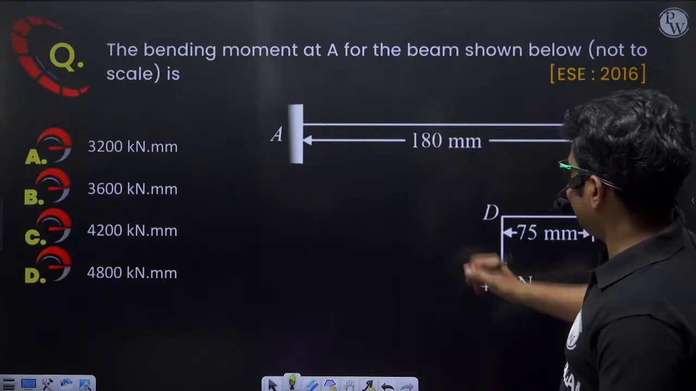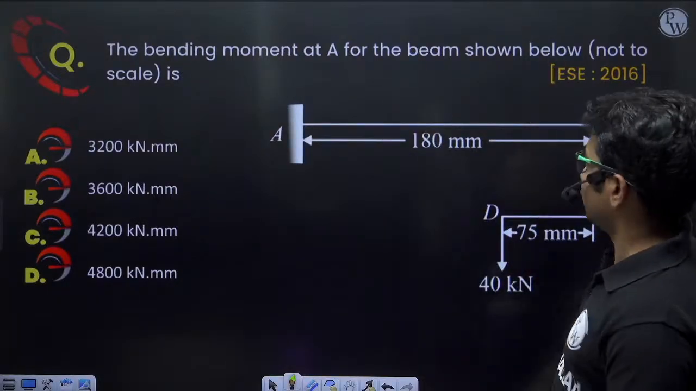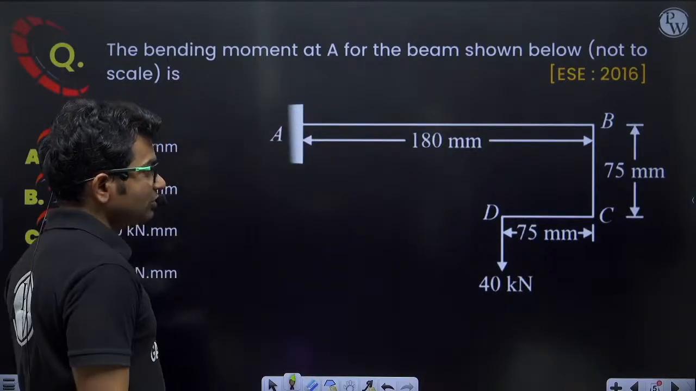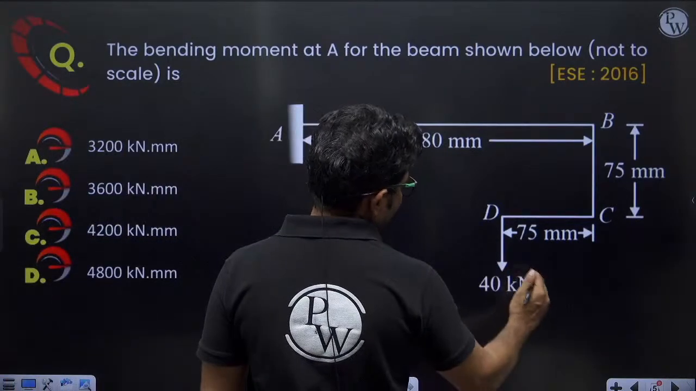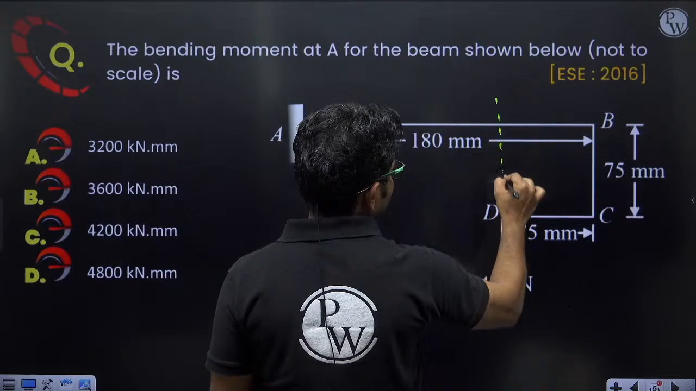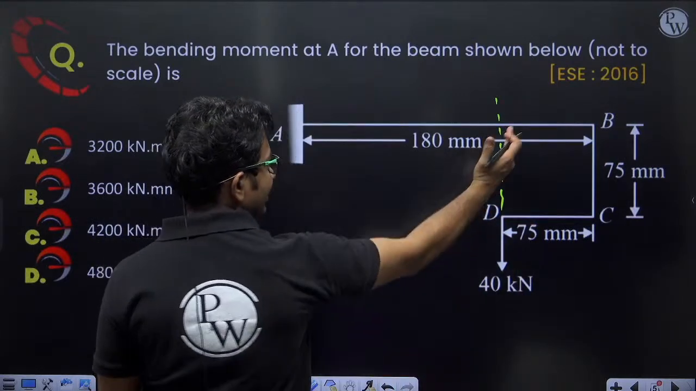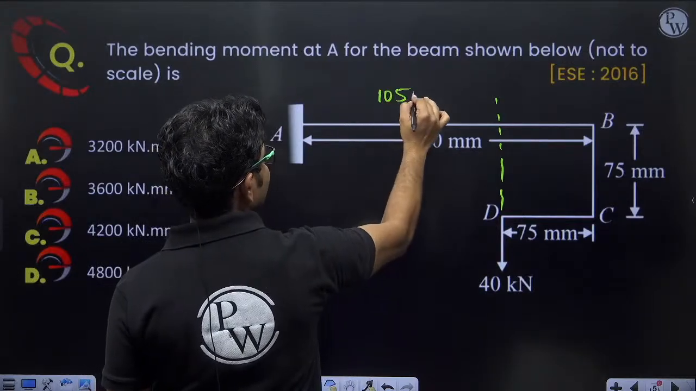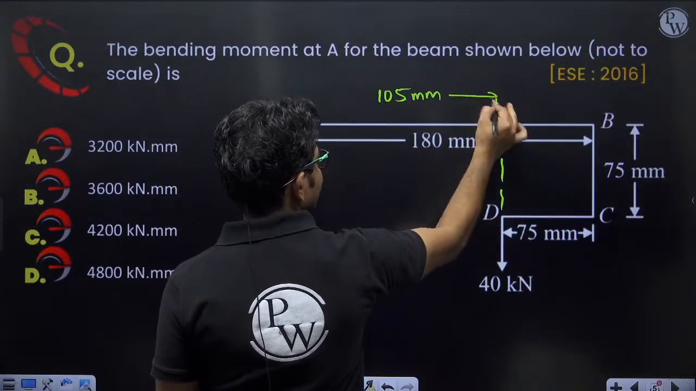Bending moment at A for the beam shown below. So what will be the bending moment at A? Bending moment will be force into perpendicular distance. So this is the force, 40 kilonewton, and the perpendicular distance is how much? 180 minus 75, that means 105 mm. This is the perpendicular distance.